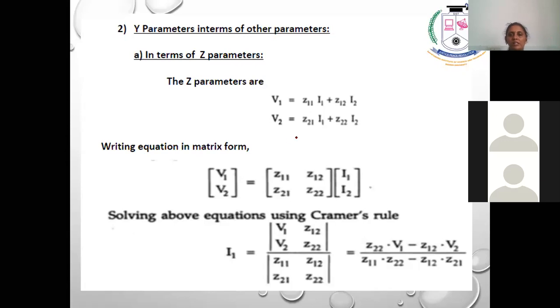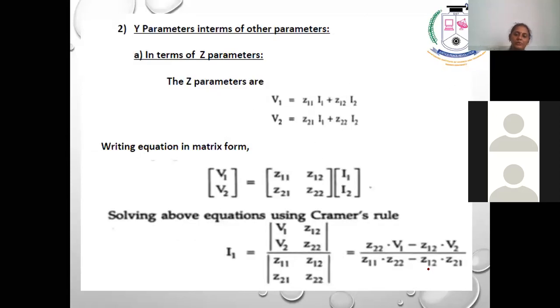Now here, the Z parameter equations we are taking: V1 is equal to Z11 I1 plus Z12 I2, and V2 is equal to Z21 I1 plus Z22 I2. This is written in the matrix form. Now solving the above equation using Cramer's rule, I1 is equal to V1, V2, Z12, Z22 by del. What is del? Z11, Z21, Z12, Z22. So finding the answer, this will be Z22 into V1 minus Z12 into V2 divided by Z11 Z22 minus Z12 into Z21.